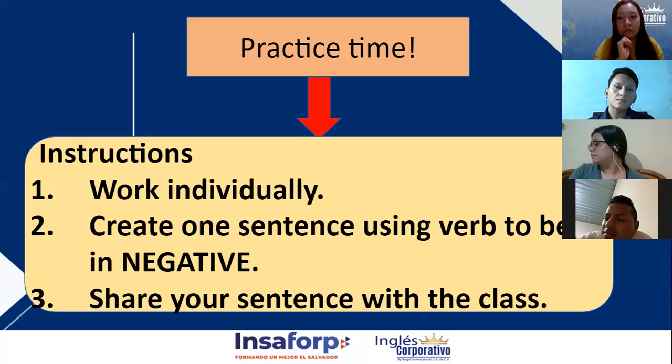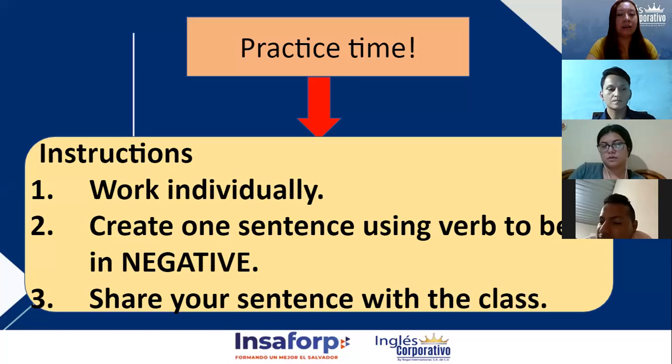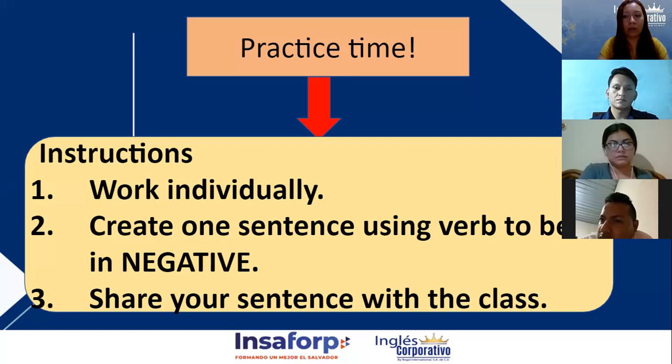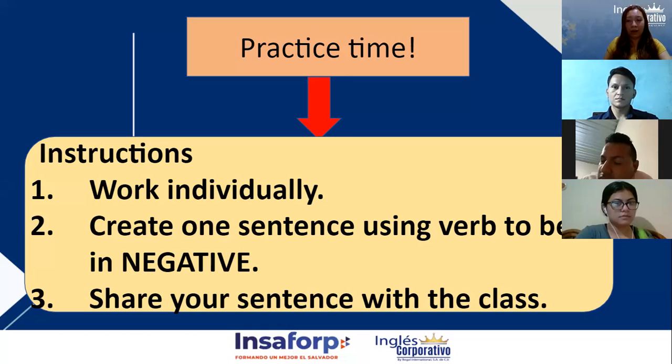So now you're going to write one sentence. Vamos a escribir cada uno una oración negativa en primera persona y una oración negativa en tercera persona. She, he, o it. Okay? Por ejemplo, I am not in my office. Yo no estoy en mi oficina. I am not in my office. Y en tercera persona, my sister is not in her bed. Mi hermana no está en su cama. My sister is not in her bed. ¿Ok? Una en primera persona y una en tercera, en negativo.